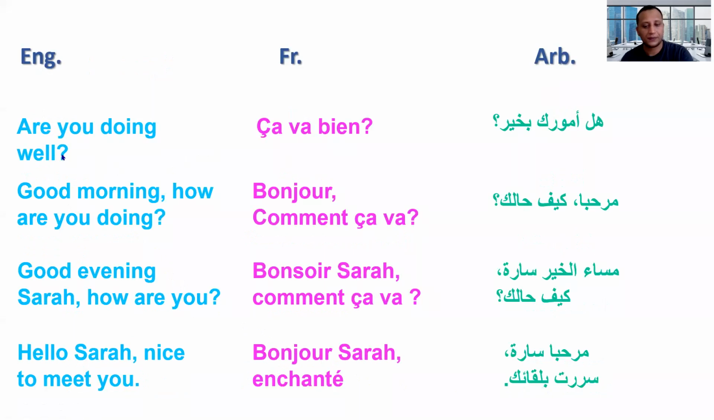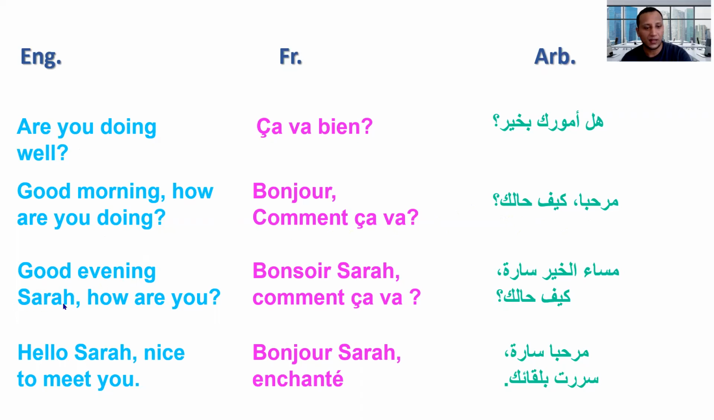Next examples. How do we say, are you doing well? Again, guys, I'm gonna repeat. How do we say, are you doing well? Ça va bien? هل أمورك بخير? Good morning. How are you doing? Bonjour. Comment ça va? مرحبا. كيف حالك?